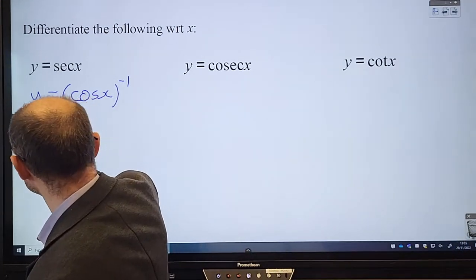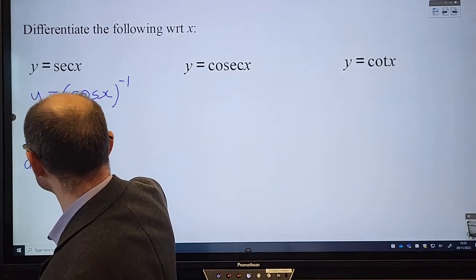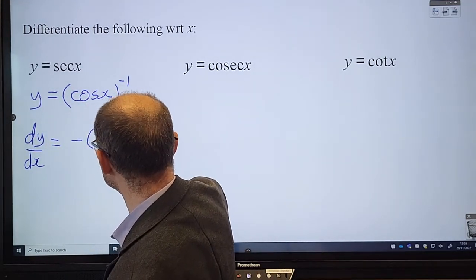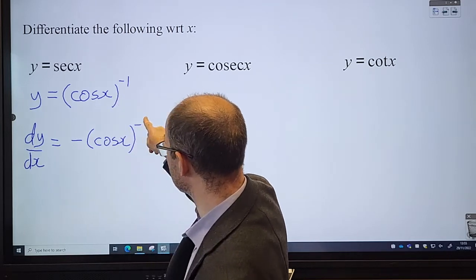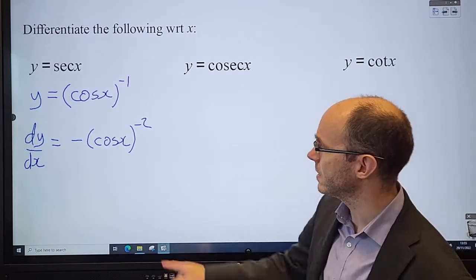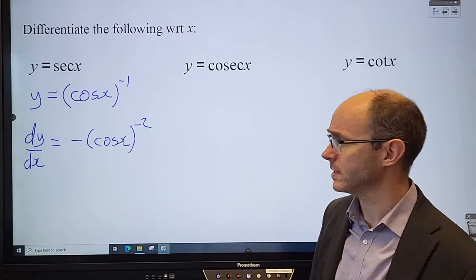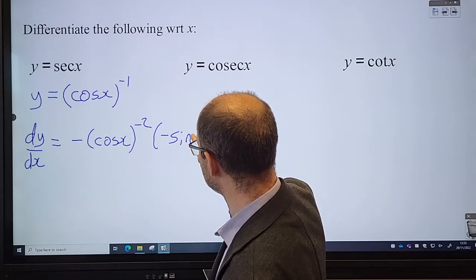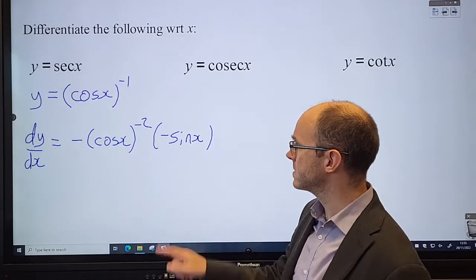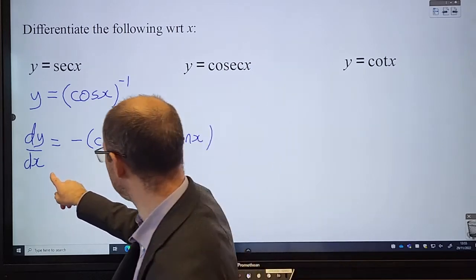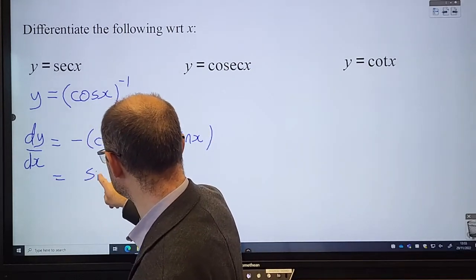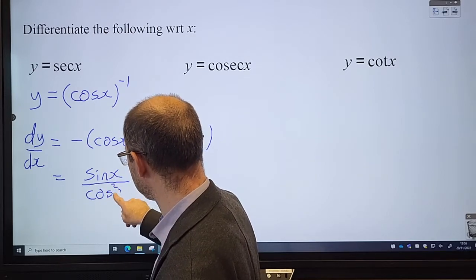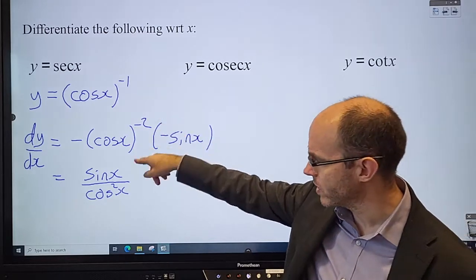Okay, so differentiating using the chain rule, we have dy dx is equal to, now bring the power in front, negative cosine x, and then that will be power of -2, because I've got to decrease the power by 1. Then I need to differentiate what's in the brackets. Differentiate what's in the brackets, I get negative sine x. Okay, so what I'm ending up with is negative times negative, so that's positive. I'm going to write it like this, sine x over cos squared x. Okay, because cos x to the -2 is 1 over cos squared x.